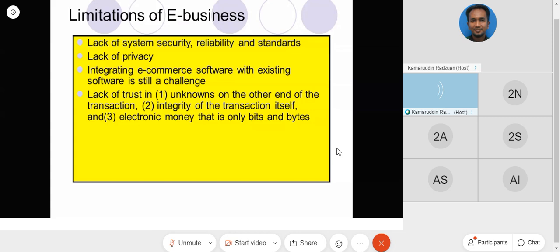Lack of trust: first, unknown parties on the other end of the transaction. The second, about the integrity of the transaction itself. And third, about the electronic money that is only a bit, a byte. So this is a number of limitations when we're doing e-business.